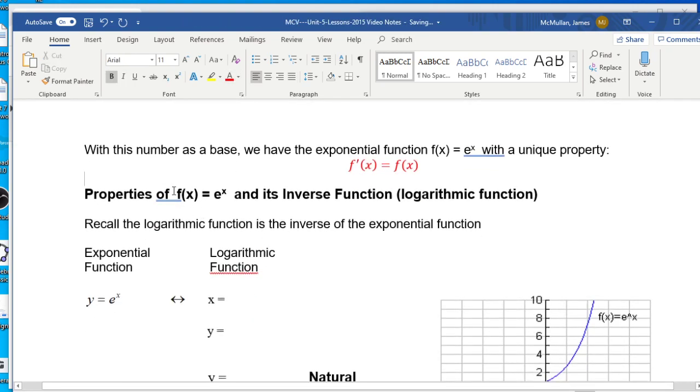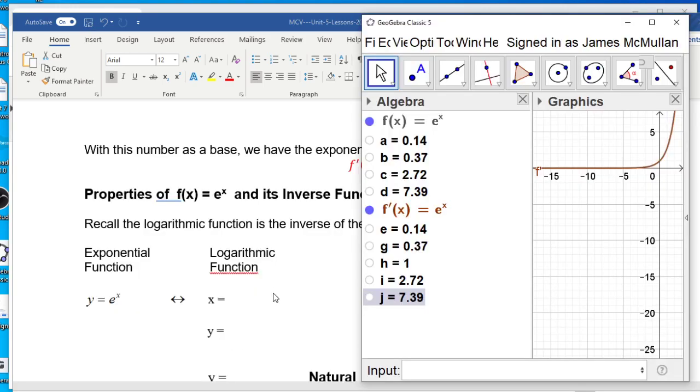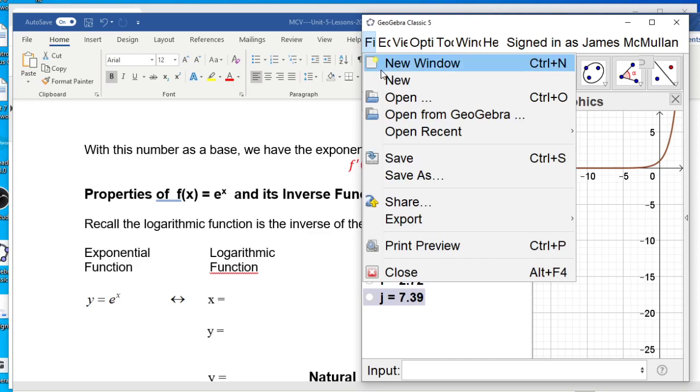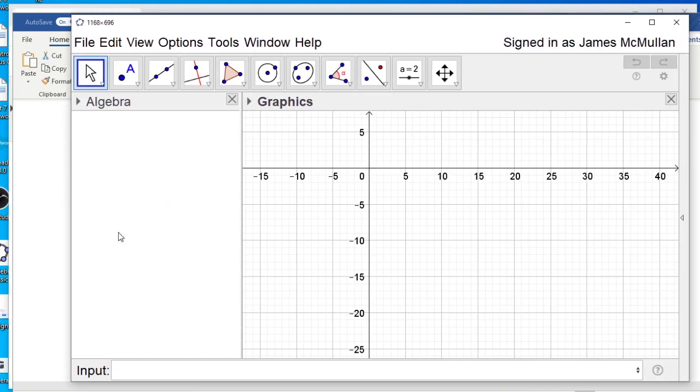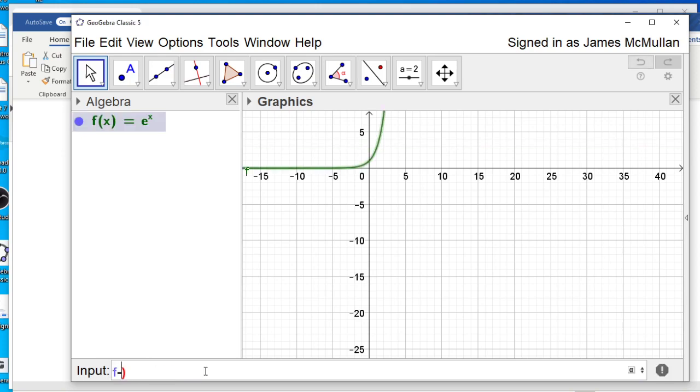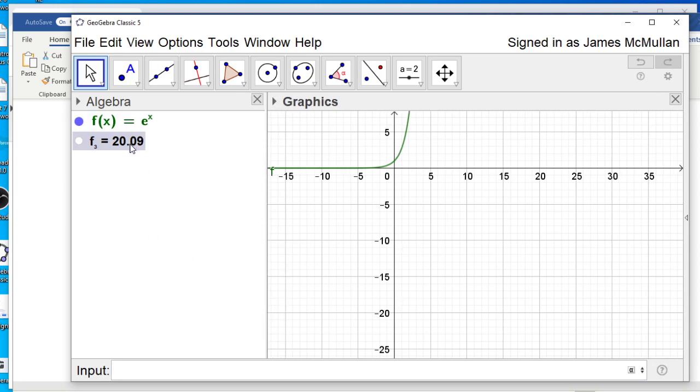Now, e to the x has an inverse, right? Remember, an inverse, what does an inverse do? It undoes whatever the original function did. So let's say we're going back to GeoGebra for a sec, and let's say f of x is e to the x, and I want to know f of 3. Okay, is that 20.09? Now, how do I get from 20.09 back to 3?